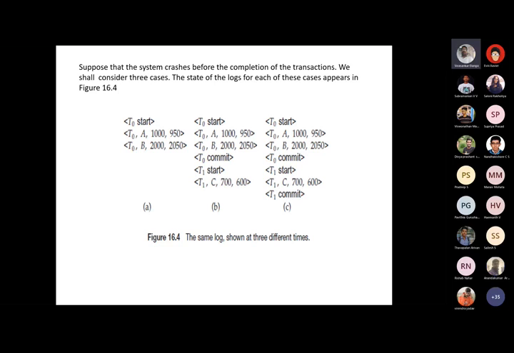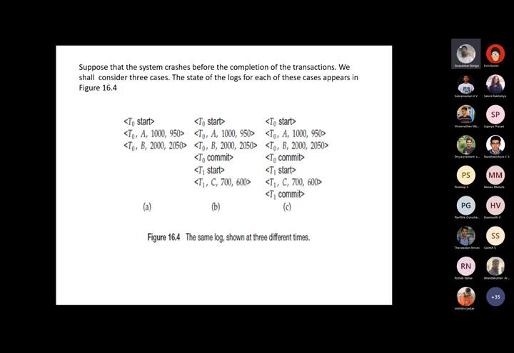So finally, the last case, subdivision C. A transaction T0 has started execution. Transaction T0 has performed two operations: one debit operation on data item capital A, and the other a credit operation on data item capital B, right? Then transaction T0 has been committed. The changes have been made permanent to the database.